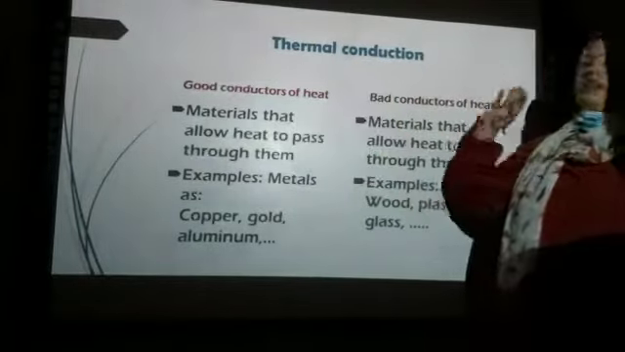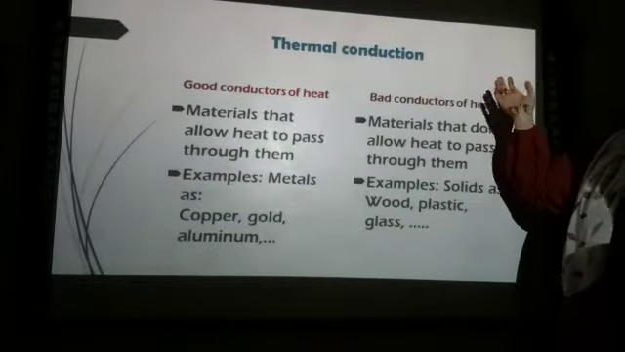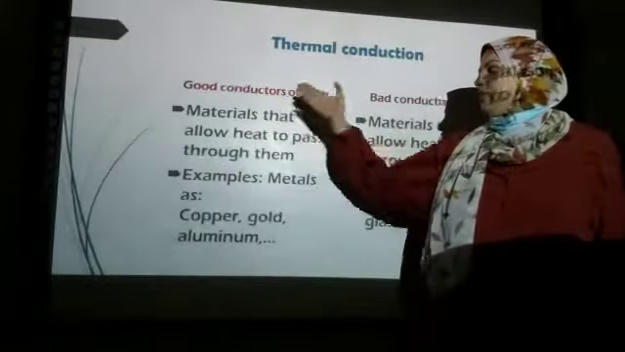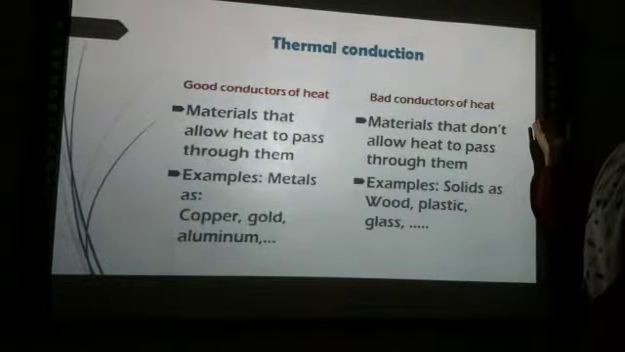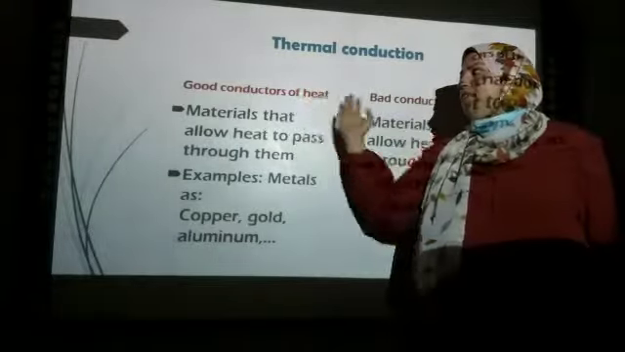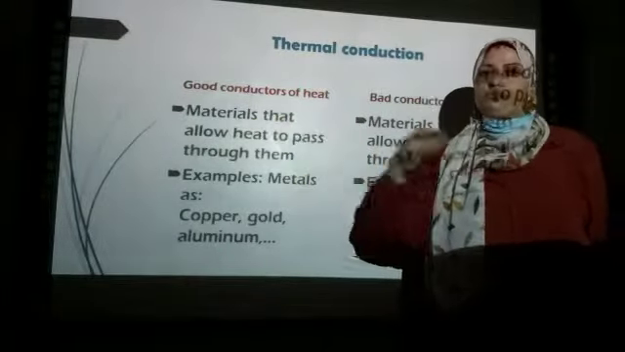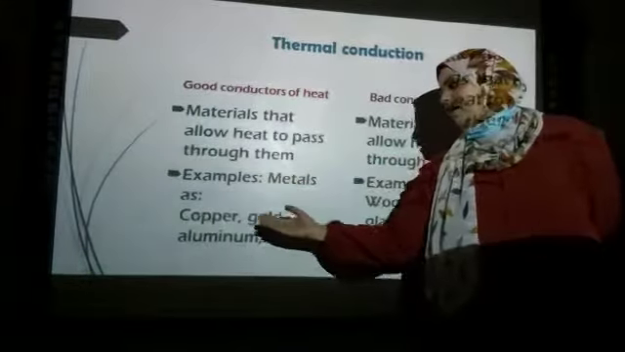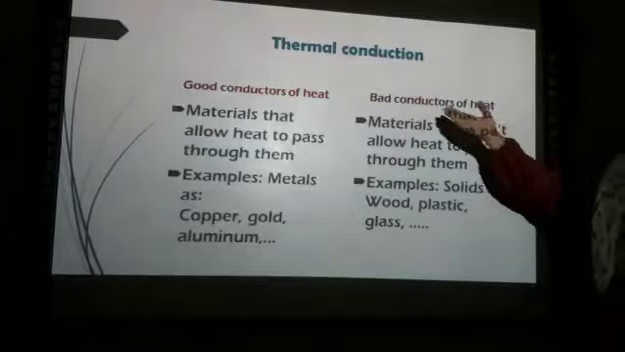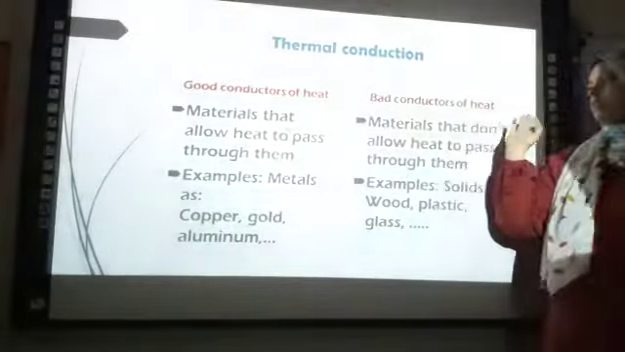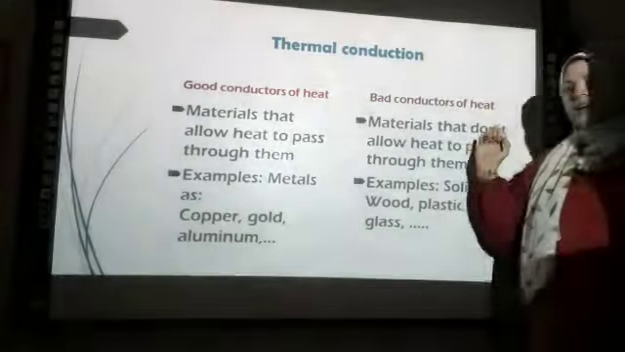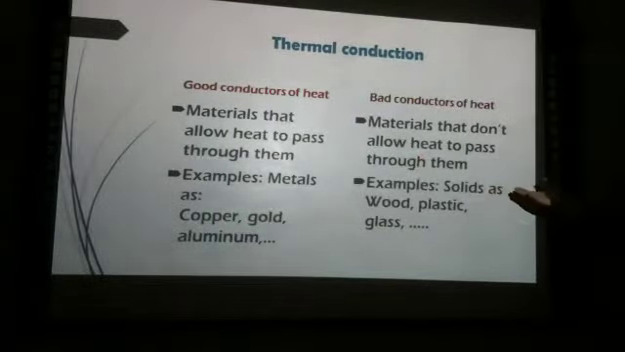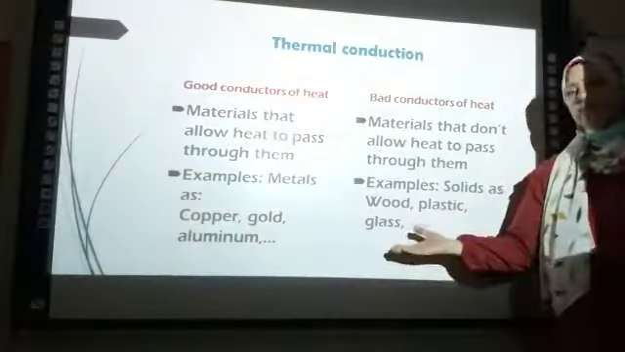Thermal conduction. I can classify matter into two types: good conductors of heat and bad conductors of heat. Good conductors of heat are materials that allow the heat to pass through them, such as metals: copper, iron, gold, aluminum. Bad conductors of heat are materials that don't allow the heat to pass through them, for example, solids such as wood, plastic, and glass.